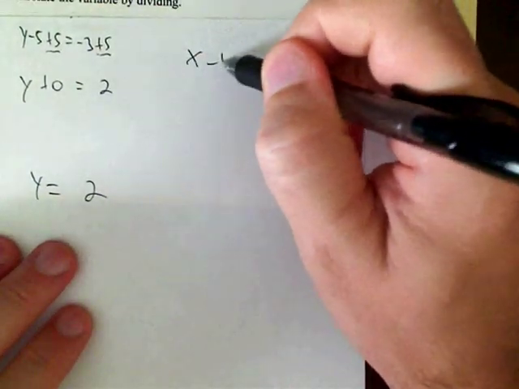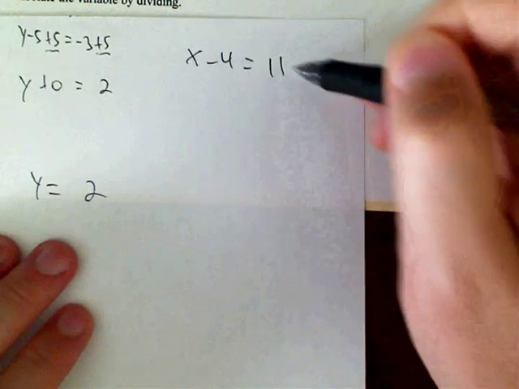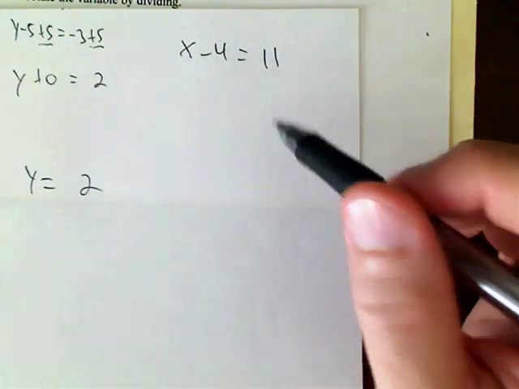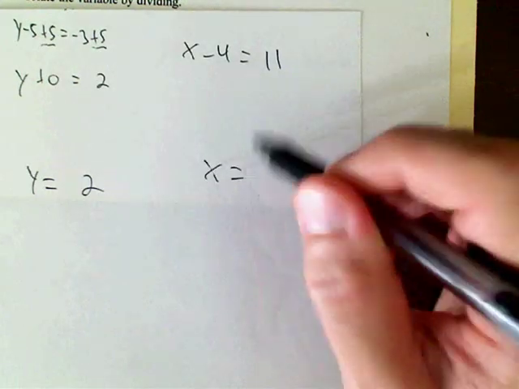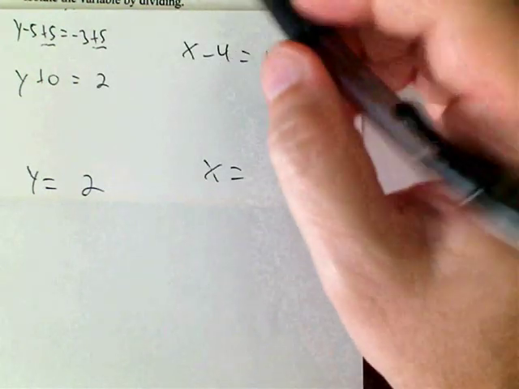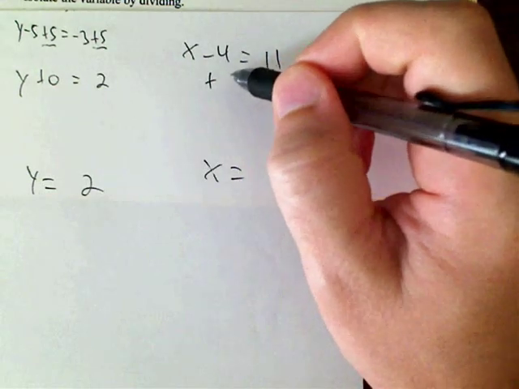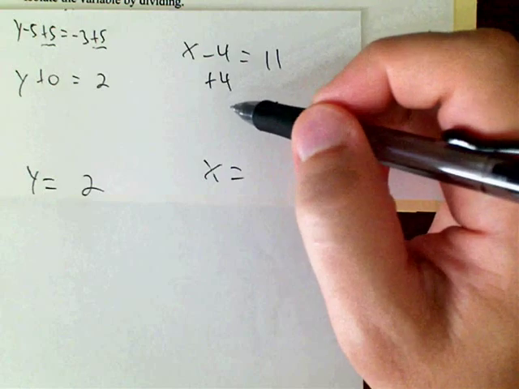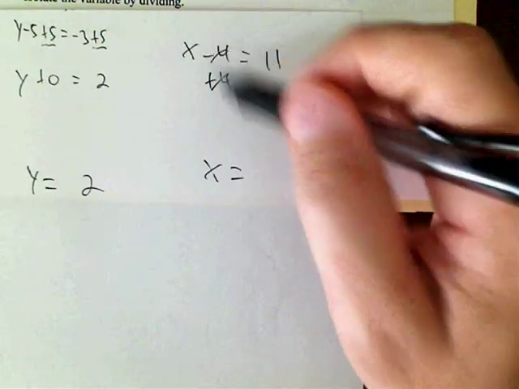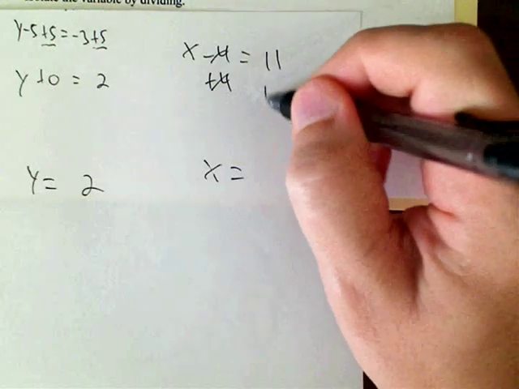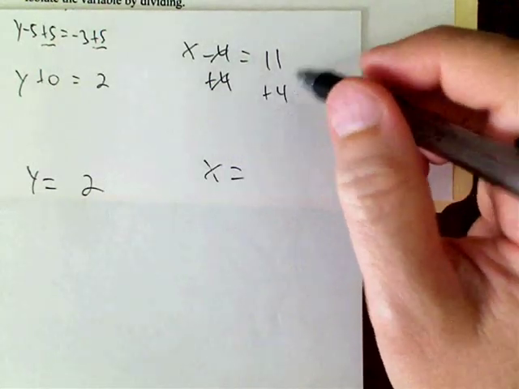x minus 4 equals 11. Watch this. You've got to know what's going on. We want x equals. We need to eliminate that 4 being subtracted. What's the opposite of subtraction? Addition. So we're going to add 4, because they're opposites. A negative 4 plus 4 gives you 0. They cancel out, and it leaves x. What you do to one side of the equals, you do to the other. What's 11 plus 4? 15, and you're done.